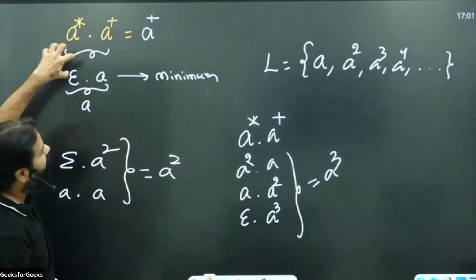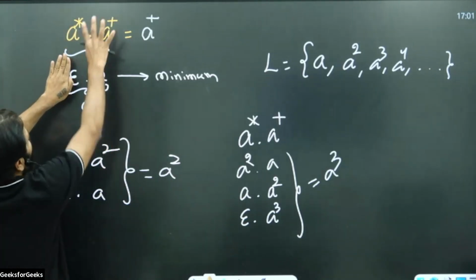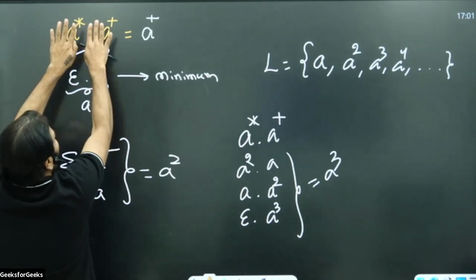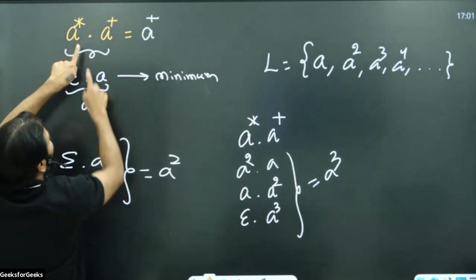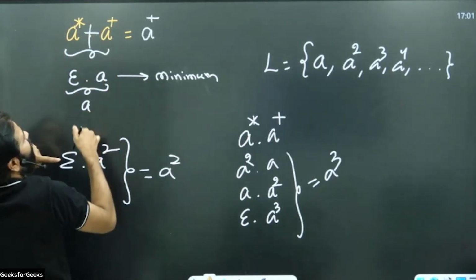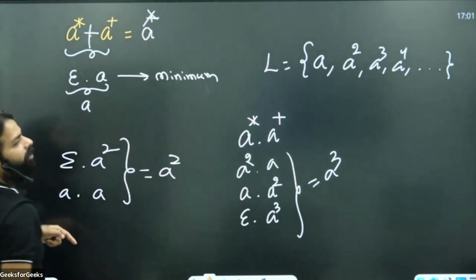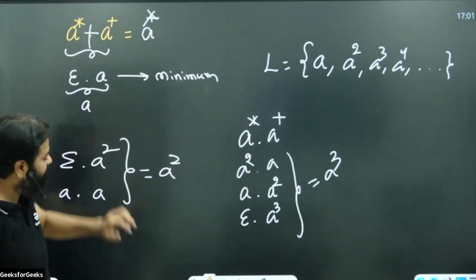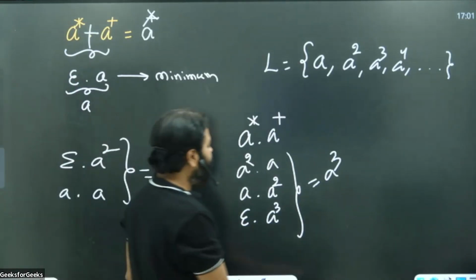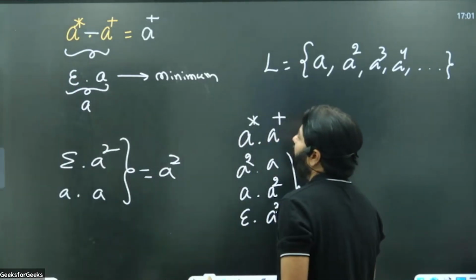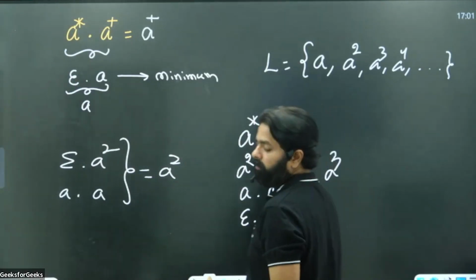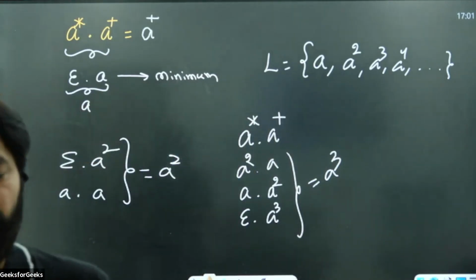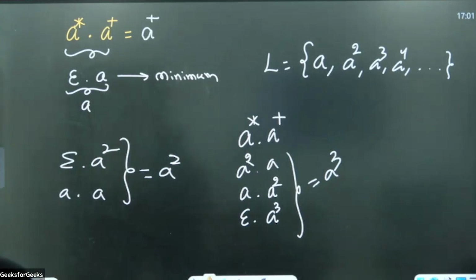From a star, everything is possible. A plus, except epsilon. So what is overall? Both must be there because dot is there. If plus is there here, if plus is there here, you'll get the answer star, because a star union a plus is a star, because a star has everything. So you should have an idea why you are doing this concatenation and how to do it. Clear? Now if you understood this, the next one is obvious, same.